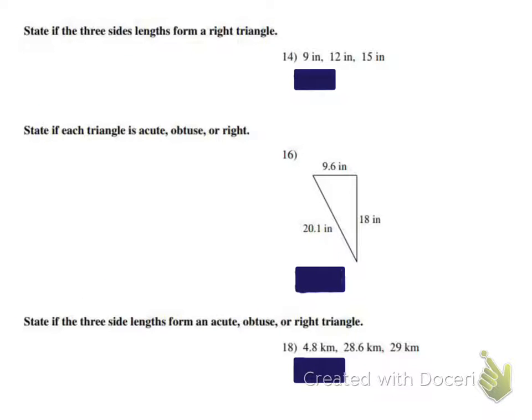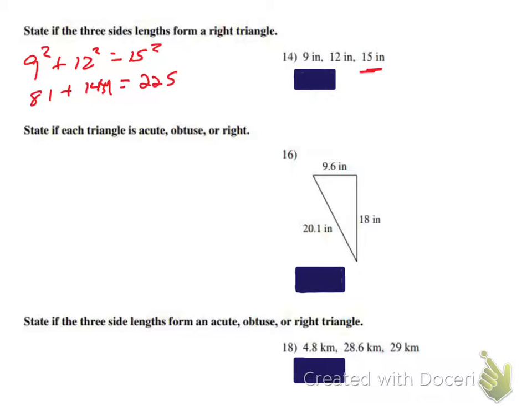All right, state if the three side lengths form a right triangle. So it's either a yes or no. So really all you have to do is plug this in again. Normally you can find out using the triplets, but just to check your answer, this would be 9 squared plus 12 squared is equal to 15 squared. Our longest side here is going to be our c squared. So 9 squared is 81 plus 12 squared is 144 is equal to 15 squared, which is 225.